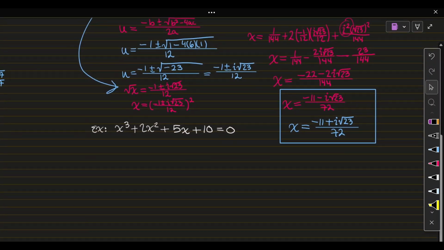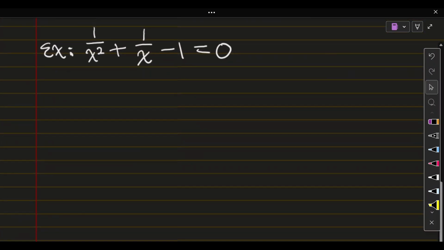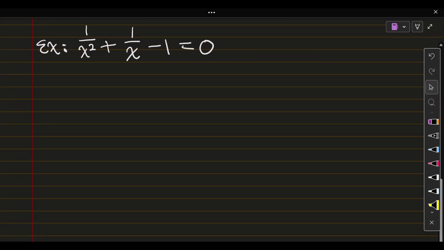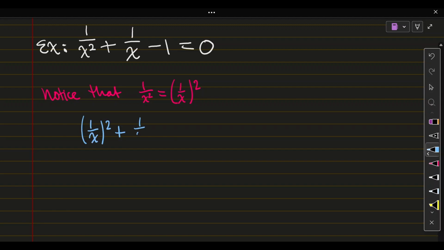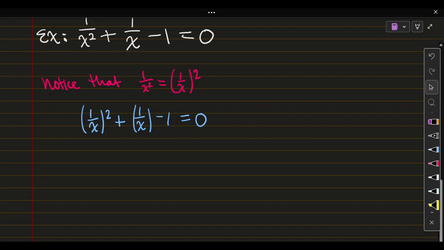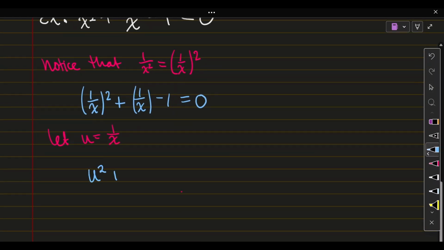Okay, now moving on, I have 1 over x squared plus 1 over x minus 1 equals 0. So again, I want you to notice that 1 over x squared is the same as 1 over x, squared. So I can rewrite this equation as 1 over x, squared, plus 1 over x minus 1 equals 0. And I'm sure you're noticing a pattern. I can just let u equal 1 over x. Then I can rewrite this equation as u squared plus u minus 1 equals 0.